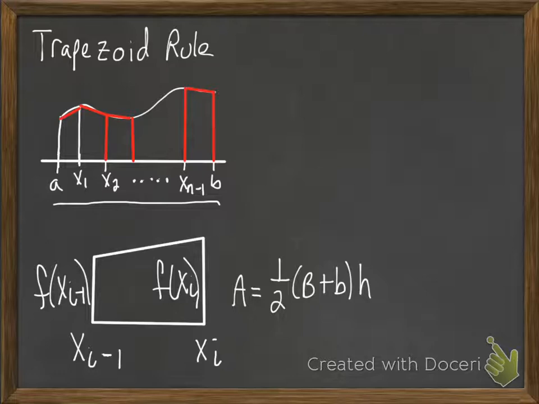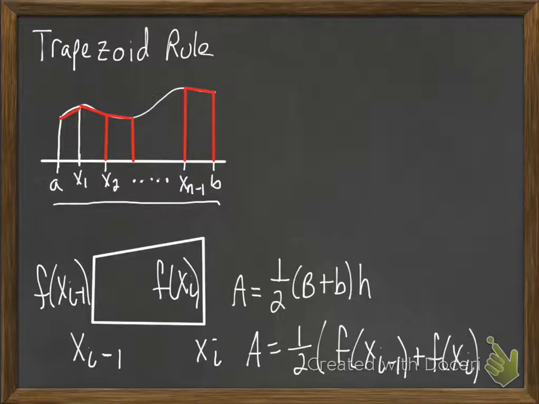And so we have area equals 1/2 times f of xi minus 1 plus f of xi, all that times the height, which is just delta x. And we do this for every single interval, and then we want to add them all up. So that's just the area for one subinterval. We do it for all of them.